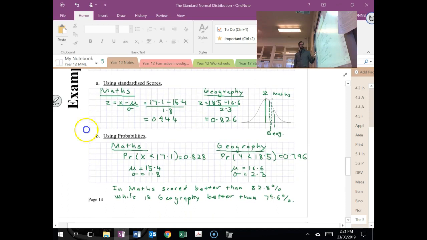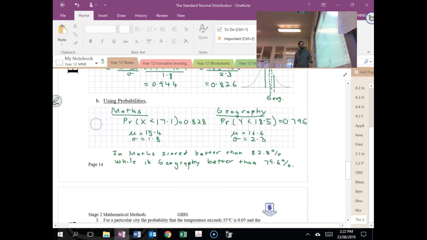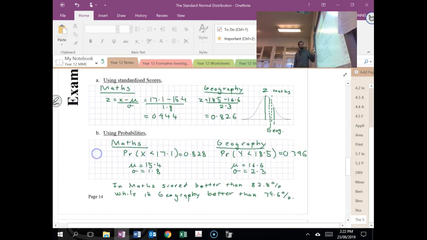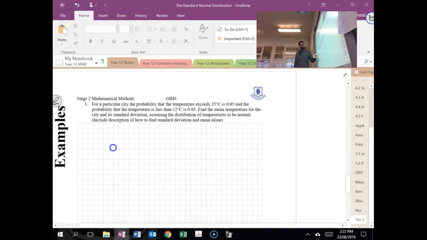Now that's two different ways to compare scores. You look at the percentage, which one did better, or you calculate the Z scores, and then which one's higher on the distribution. So either way gave us the same answer, which is roughly what we expect.